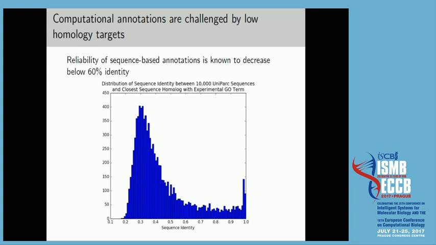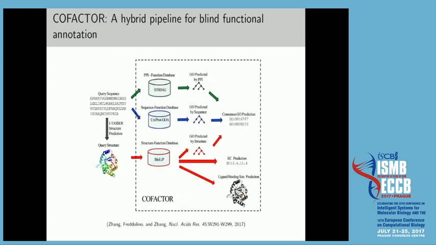So the way that we wanted to deal with this was to design a pipeline that would be as robust as possible to these low sequence identity targets. These are probably the equivalent of free modeling in CASP for CAFA. And so the pipeline we have is a three-part pipeline. It contains one component based on sequence transfer, one based on protein-protein interactions, and one based on structure.